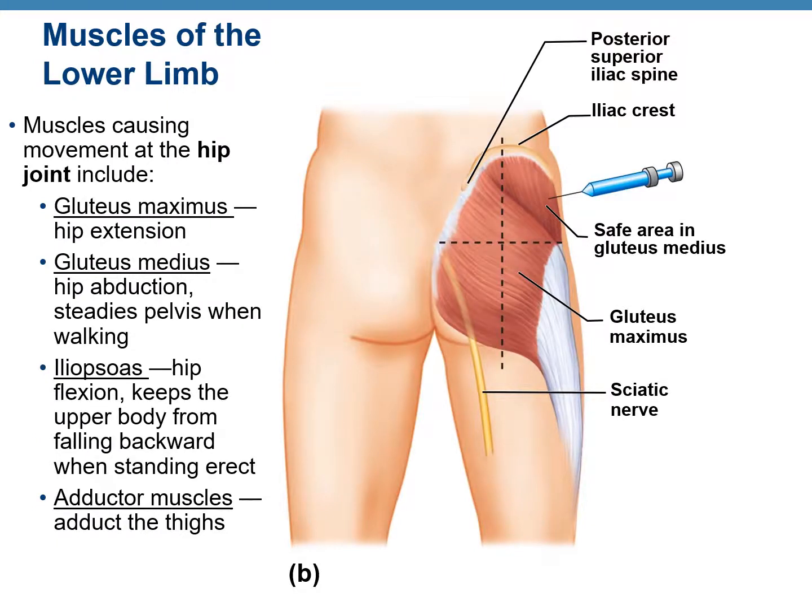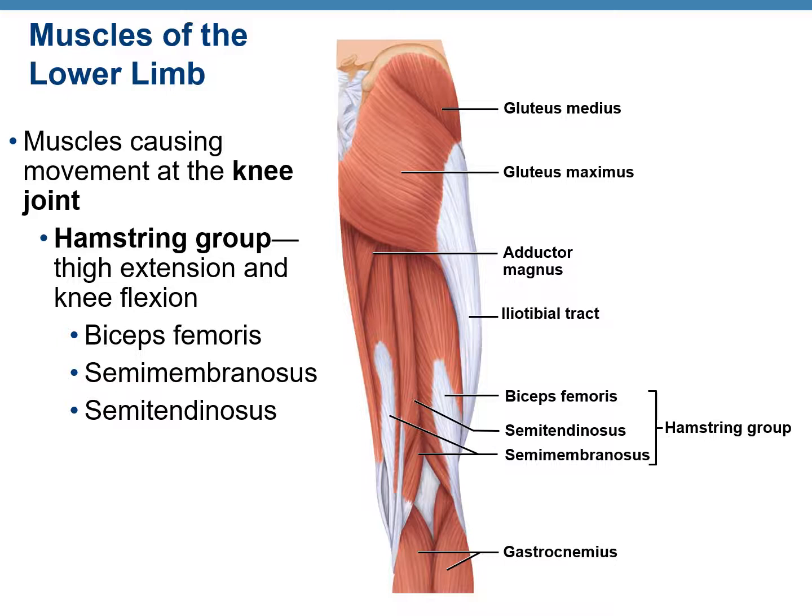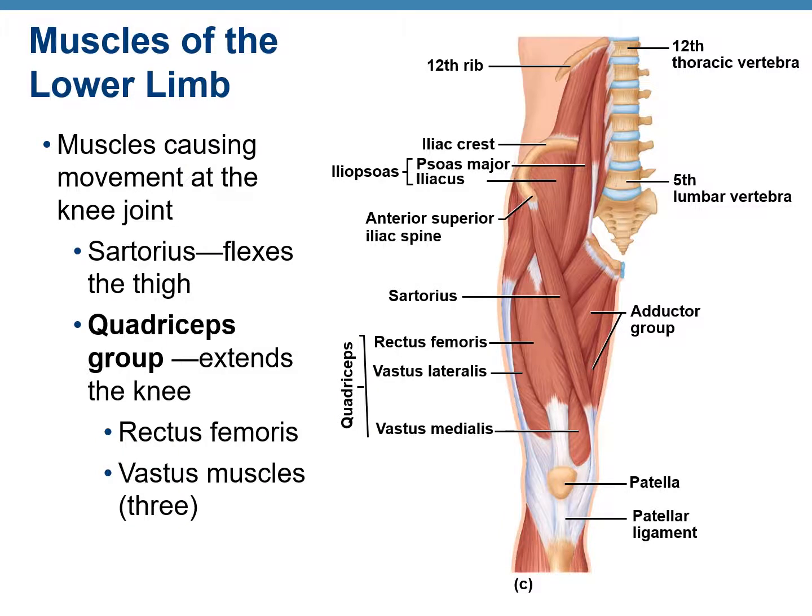Muscles of the lower limb, muscles which cause movement at the hip joint include gluteus maximus, gluteus medius, the iliopsoas, and the adductor muscles. This slide shows some of the muscles of lower limb. Muscles that cause movement at the knee joint include the hamstring group. The hamstring group includes the biceps femoris, the semimembranosus, and the semitendinosus. Some other muscles causing movement at the knee joint are the sartorius and the quadriceps group. The quadriceps group includes the rectus femoris and the vastus muscles.